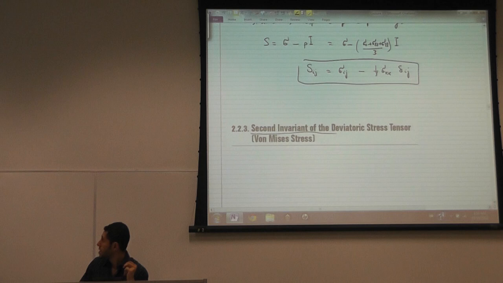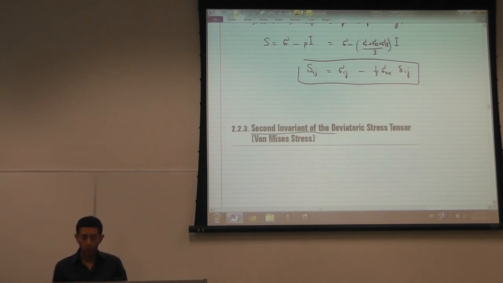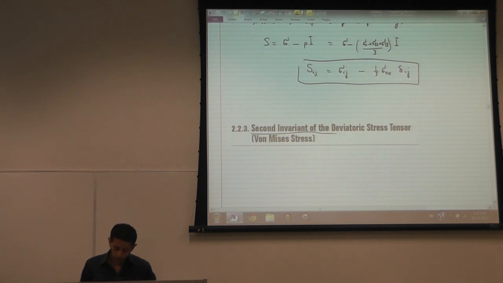A successful failure criterion for metals is the von Mises failure criterion, which tells me that the metal will fail once a certain combination of the stresses reaches a maximum value. Now this combination happens to be the second invariant of the deviatoric stress tensor. Let's just look at the first invariant of S.